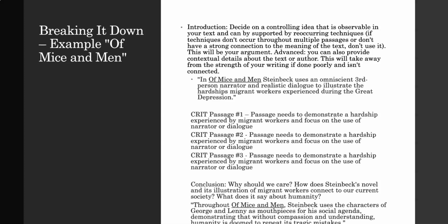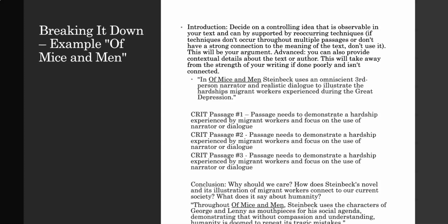If the techniques do not occur throughout multiple passages, or they do not have a strong connection to the meaning of the text, don't use it. Otherwise, you're just going to be tripping over yourself constantly throughout the entire essay. Once you have this controlling idea and the techniques that support it, that's going to be your argument.